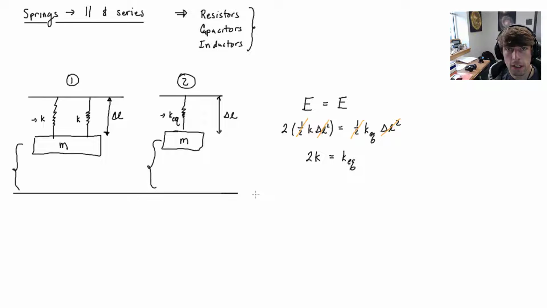Okay. And in fact, you can do this pretty much more generally. You could have different spring constants, k1 and k2. Of course, you'd have to figure out what that means about the stretch distances, but it's a general idea that holds. And I'll write it like this. The sum of the individual spring constants, ki, will equal KEQ when in parallel.